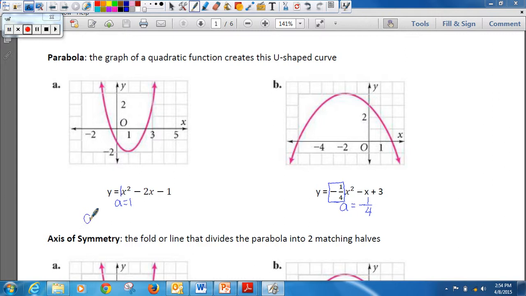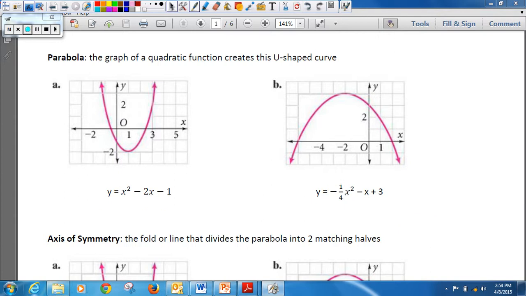Well, if a is positive, it's going to open up. If a is negative, the parabola is going to open down. And it's as simple as that.